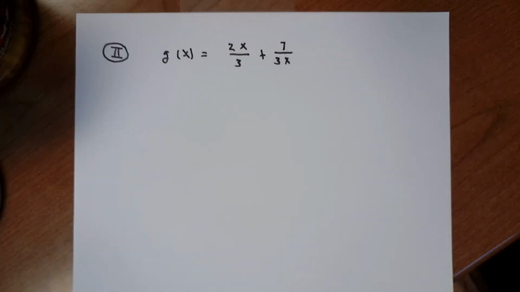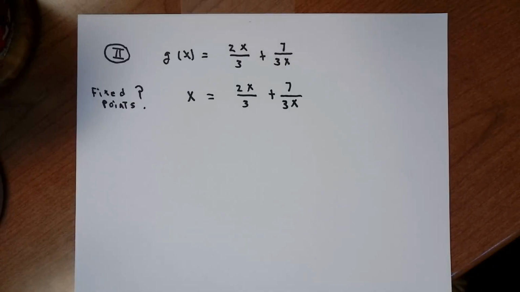The second example will have g of x equals 2x over 3 plus 7 divided by 3x. Let's look and see if this has any fixed points. Of course, this equation doesn't make sense if x is 0, so I'm going to optimistically suppose that we don't encounter x equals 0 anytime during our calculations.